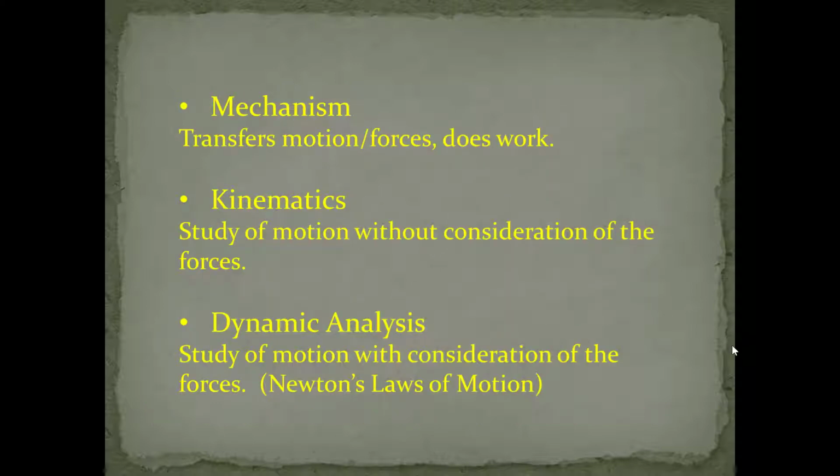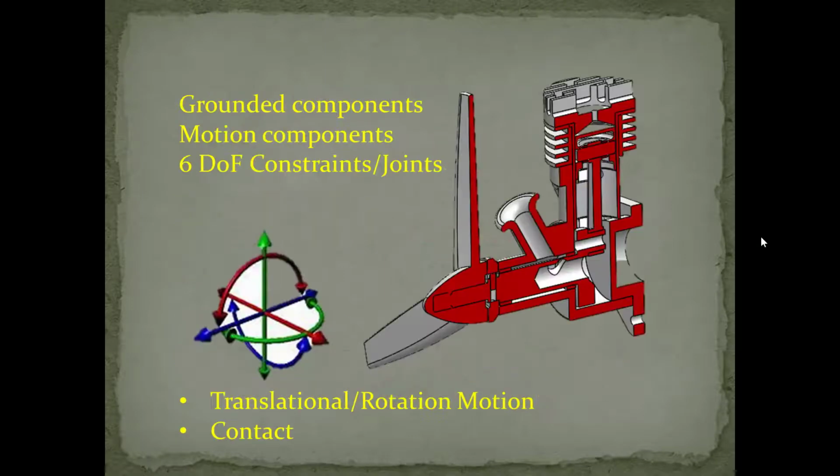So we're designing some mechanism to transfer a motion of forces and do some kind of work. When we're in the assembly environment, we're just doing the kinematics, where we're studying the motion without consideration of the forces. And then in dynamic simulation, we are considering Newton's laws of motion. In our mechanisms, we are setting up our joints to remove appropriate degrees of freedom. So any object has initially 6 degrees of freedom.